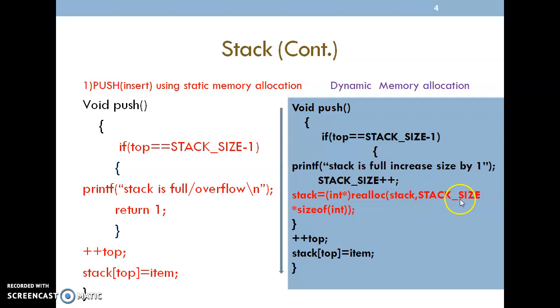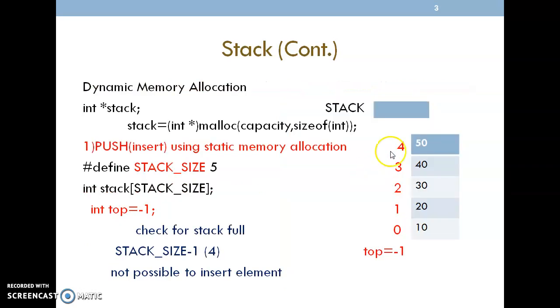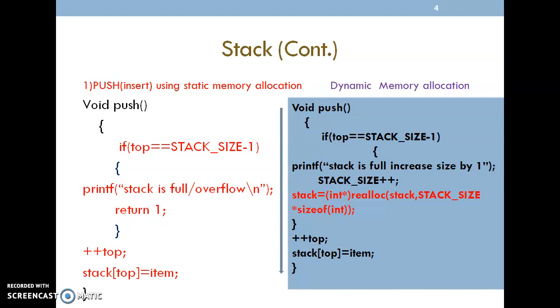What are we going to increase? The stack size. The size of integer indicates how many bytes we are going to allocate, multiplied by 2. So that 2 bytes will be allocated, and a new value will be created here. There I'm going to insert the new item. This is the difference between static and dynamic memory allocation.